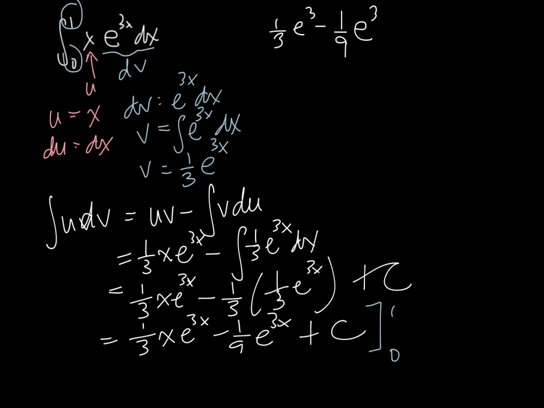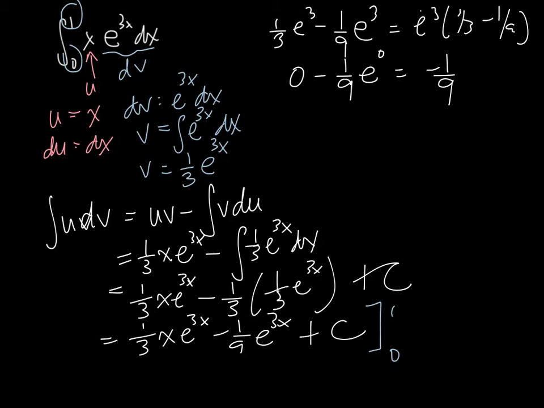And then when I plug in 0, I get 1/3 times 0, which is 0, minus 1/9 e to the 0. So we'll factor out an e cubed, 1/3 minus 1/9, and this is going to be negative 1/9, right? E to the 0 is 1. So this integral is going to be equal to e cubed times 1/3 minus 1/9, minus a negative 1/9. And you can plug that into your calculator if you want to get an approximation for that and figure out what that might be.